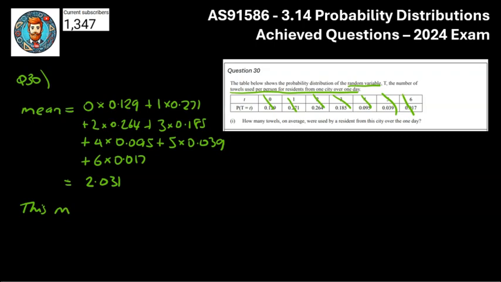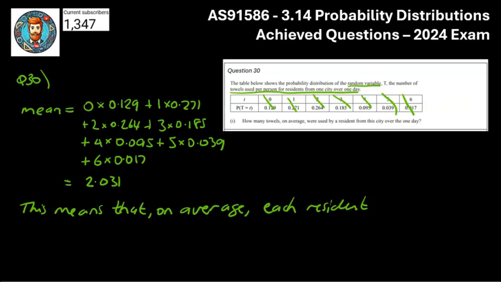So this means that on average, each resident used about 2 towels per day. There you go, and that just wraps it up.